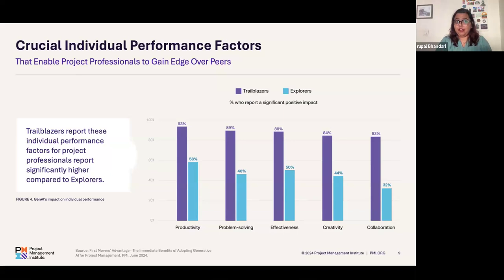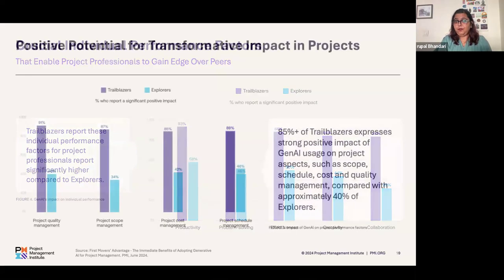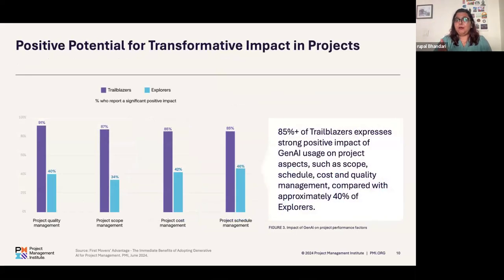So trailblazers documentedly report better individual performance factors. That's not all. They also report better on project factors. So stuff like project quality management, project scope management, project cost management, project schedule management are things that trailblazers are reporting much better at than explorers, and they could be potentially reporting much better at in comparison to people who are not using AI at all.